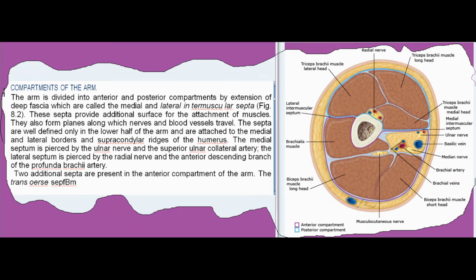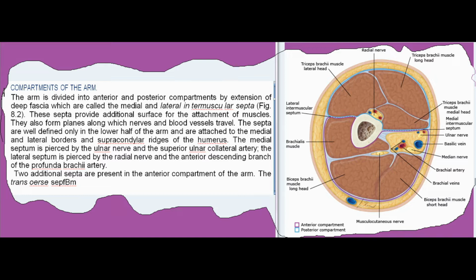Compartments of the arm. The arm is divided into anterior and posterior compartments by extensions of deep fascia, which are called the medial and lateral intermuscular septa, Fig. 8.2. These septa provide additional surface for the attachment of muscles. They also form planes along which nerves and blood vessels travel.